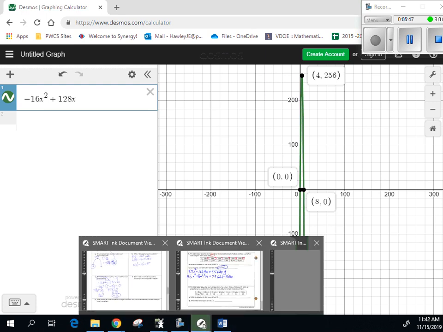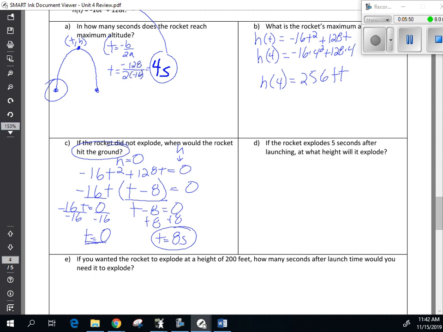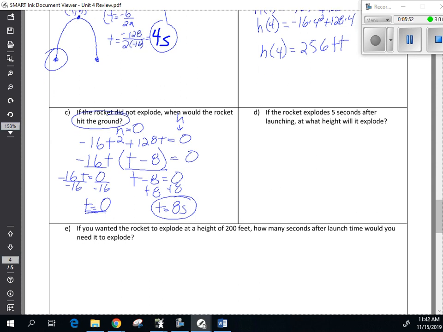Okay, so D says if the rocket explodes 5 seconds after launching, at what height will it explode? So we think about what we're being given, the 5 seconds. Is that time or height? That's actually time. So you can simply plug in 5 for t. It's going to be negative 16 times 5 squared plus 128 times 5 is equal to your height. You put that all in your calculator, and you end up getting 240 feet.